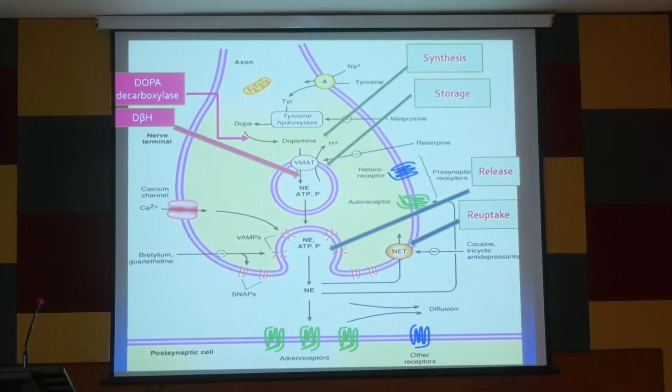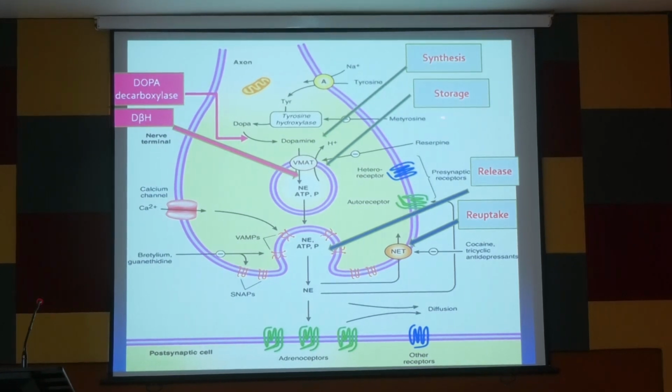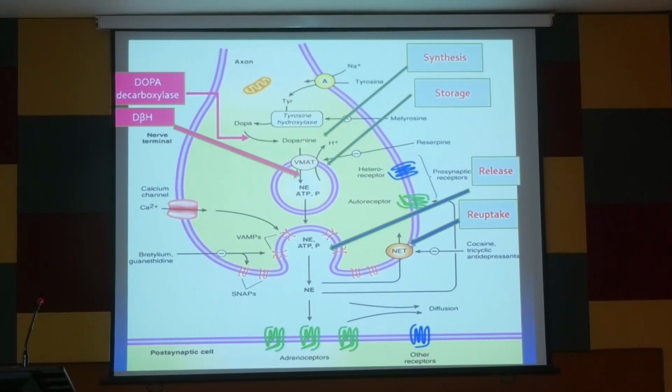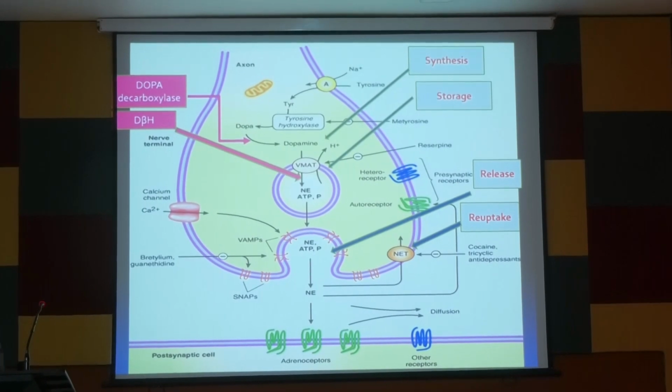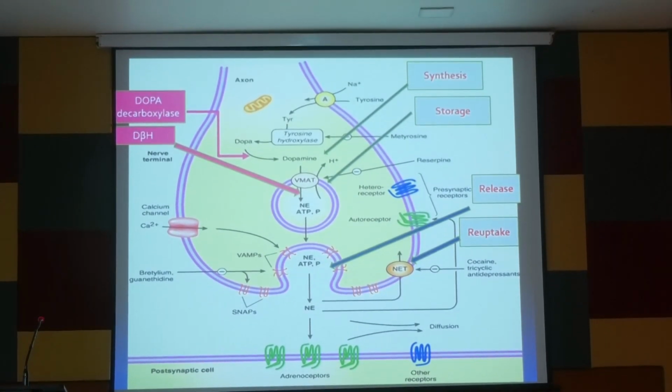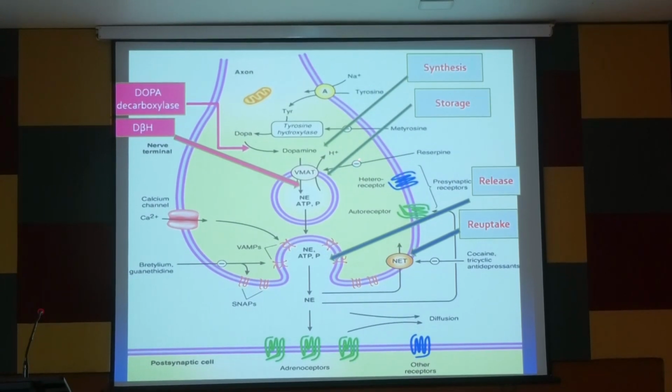Another site is here. There is a transport of dopamine into this vesicle that can be inhibited by one drug, a very important drug at one time for the treatment of hypertension, and that is reserpine. It can inhibit this transport, thereby depleting the norepinephrine. Ultimately, there will be no norepinephrine available here to act. So there will be a hypotensive effect. So that is another site of action of drugs.